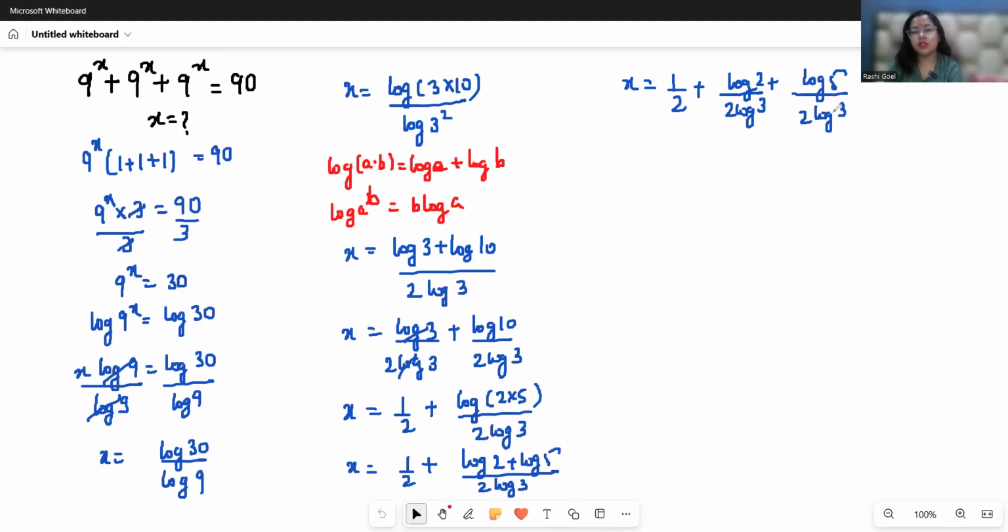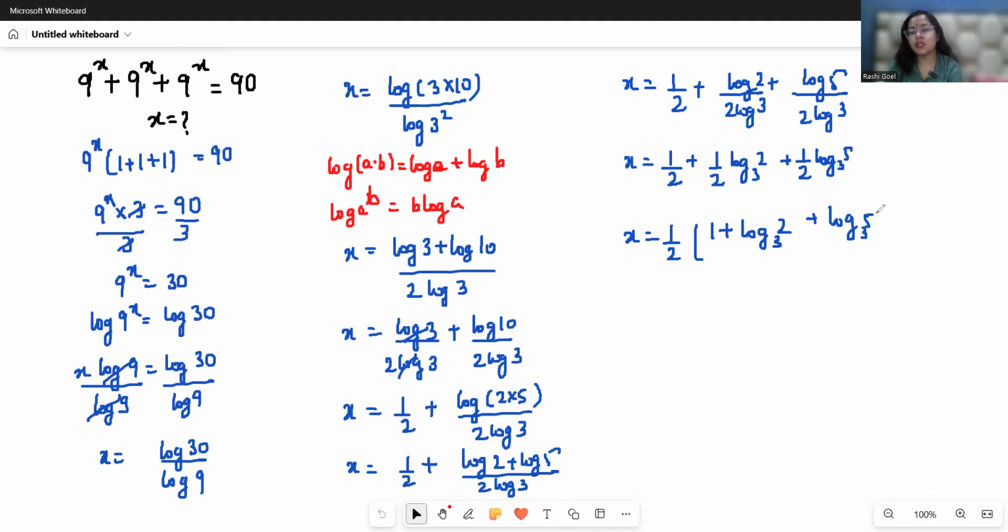So x equals, I can write 1 by 2 plus 1 by 2 log 2 with base 3 plus 1 by 2 log 5 with base 3. So if I take this 1 by 2 as common, 1 plus log 2 with base 3 plus log 5 with base 3. So this is the value of x.